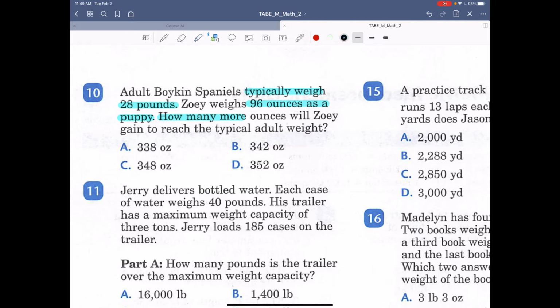Well, to help you visualize this one, I'm going to say that it represents an adult dog. If I could draw, I would draw you a dog, but I can't. So this is the adult. And the adult weighs 28 pounds. And then here is a puppy that's growing into being an adult.